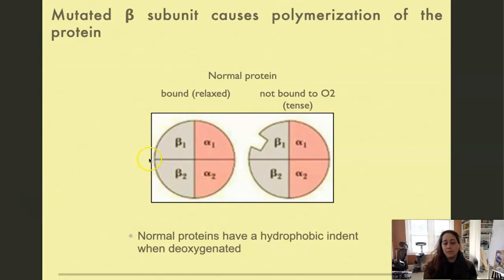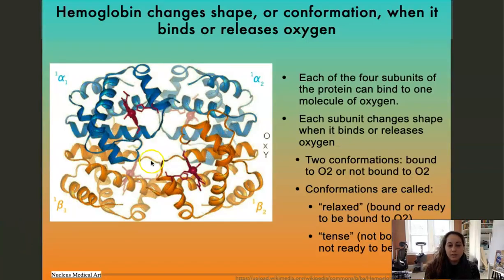I also want to point out here that there are 2 different conformations of the normal hemoglobin protein, or hemoglobin molecule, with the 4 subunits. That is the bound version and the not bound version. So this is the bound or relaxed version, where it's bound to oxygen, and then the unbound version, which is not bound to oxygen. So let me just show you a short video of this hemoglobin going between its 2 conformations.